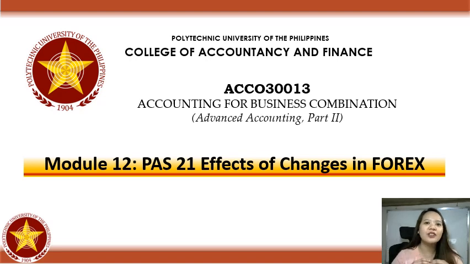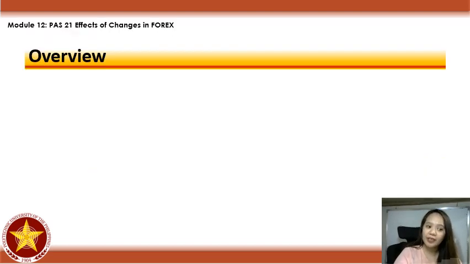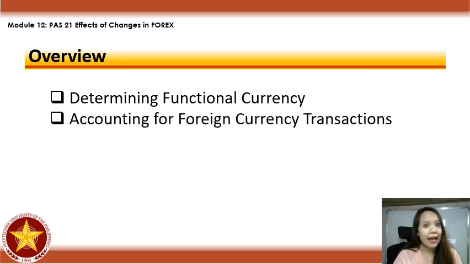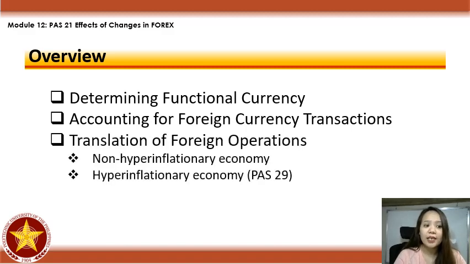Finally, we're now on our second to the last module for this semester. We'll now talk about the effects of changes in Forex. So for this, we'll cover determining the functional currency, and then after that, accounting for the foreign currency transactions, and then how do you translate foreign operations.